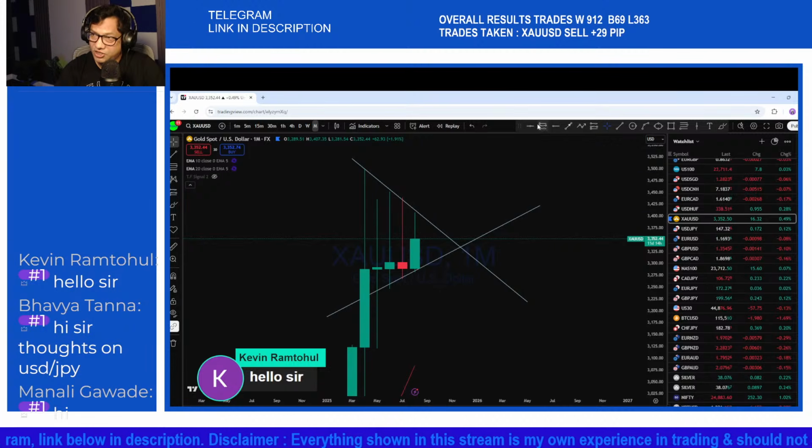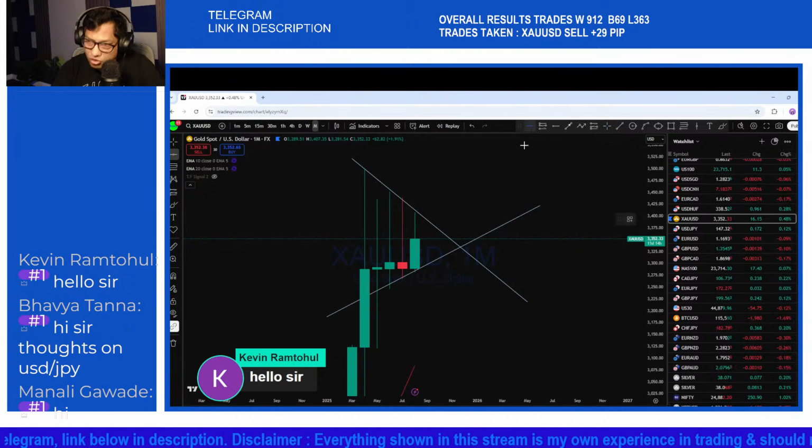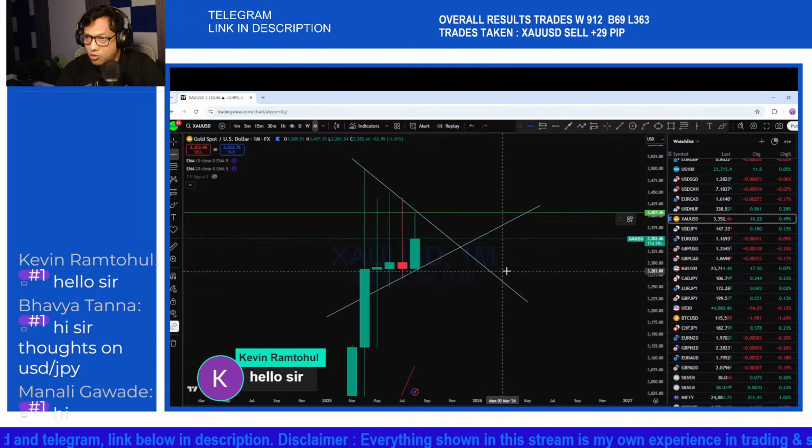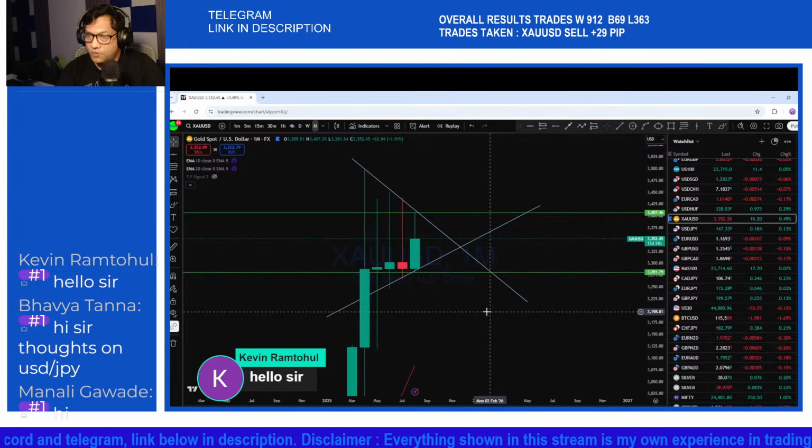This is the monthly range. So far we are in the 3rd week of the month. Let's draw the monthly high and the monthly low in these two zones.